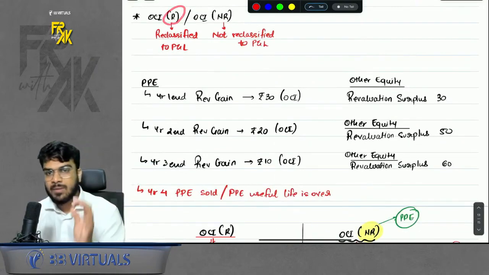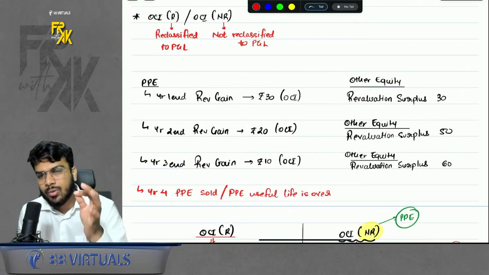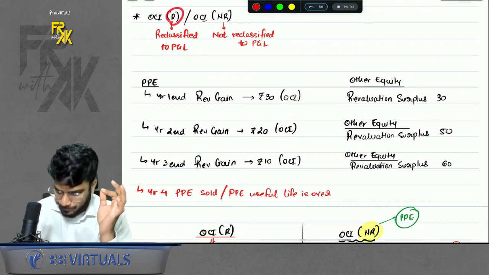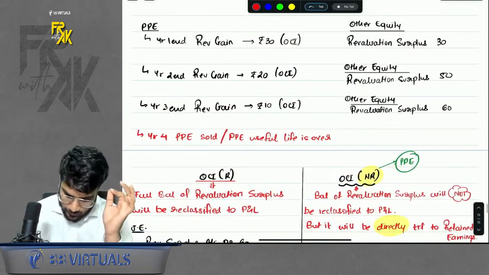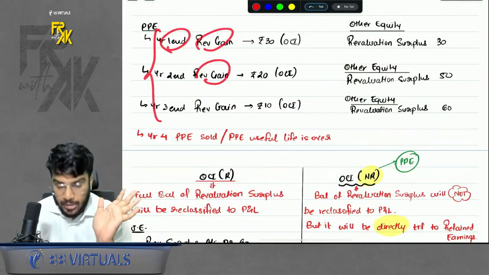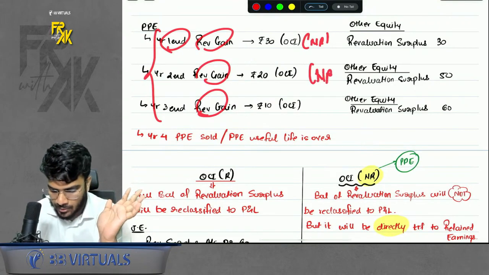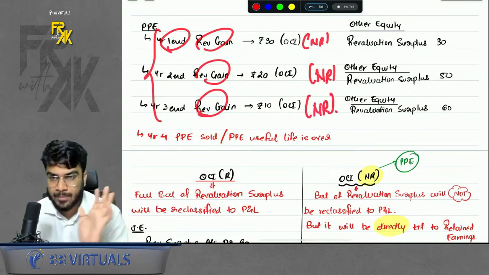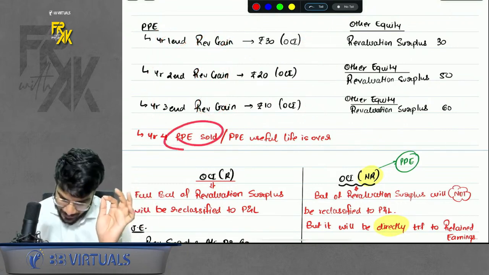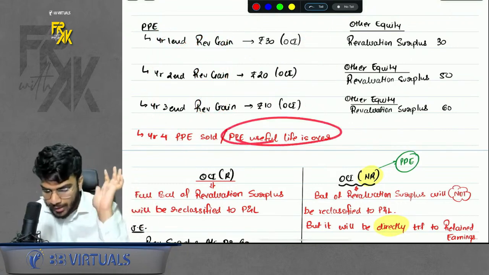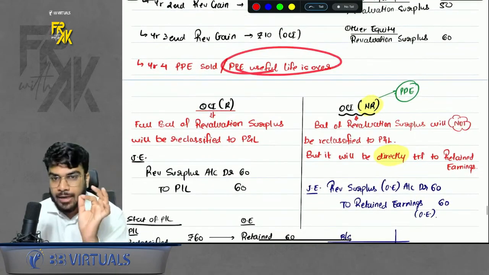Then we also discussed what is the basic difference between R and NR. The only basic difference is in R. See, the initial booking during the 3 years won't matter. You will show this in the OCI NR column. That is not a major concern. But when the PP is sold or the life is over, at that time the treatment will vary.